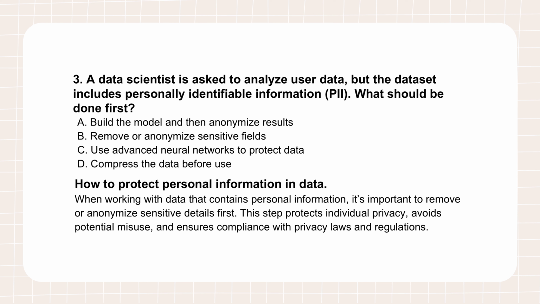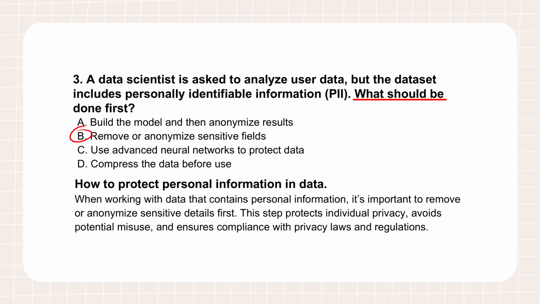And it asks, what's the absolute first thing they need to do? The options were kind of interesting. Things like build your model first, then worry about anonymizing the results. Or remove or anonymize the sensitive fields up front. Or maybe use fancy neural networks hoping they handle it. Or just compress the data. And the source is crystal clear on this one. The very first step before you do anything else is remove or anonymize those PII fields.